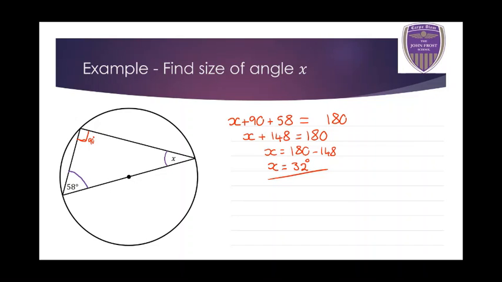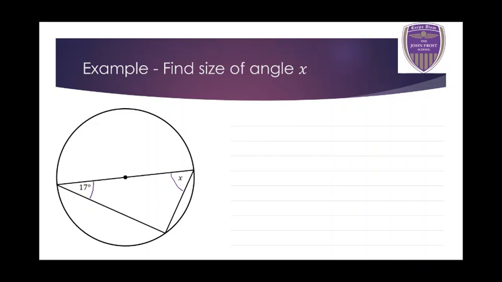Okay, let's have a look at another example. Again, we're asked to find the size of angle x. So we've got a straight line going across the circle here. We made a triangle with it, so that must mean that this is a right angle triangle. So we've got the same thing again. We need to find x. We know it's going to be equal to 180 because that's what the angles in a triangle add up to.